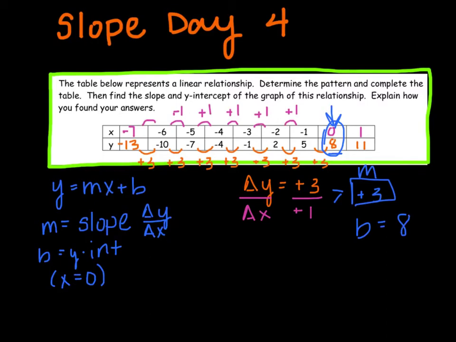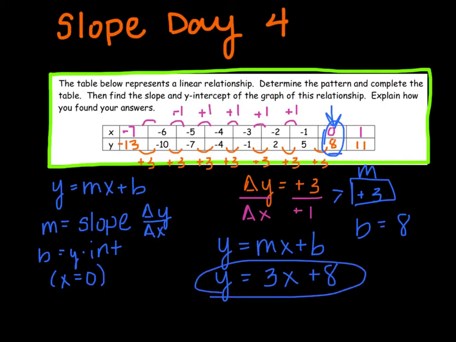Therefore, if I know m is 3 and b is 8, I can plug it into the equation y equals mx plus b. I'm going to change my m to a +3x, and then my b to a +8, because that was my y-intercept. So the equation here is y equals 3x plus 8.